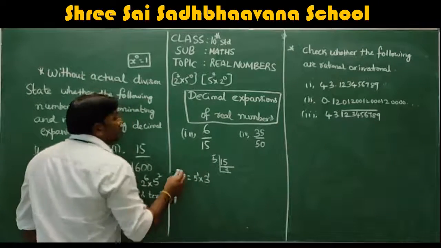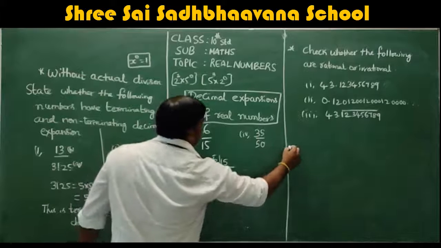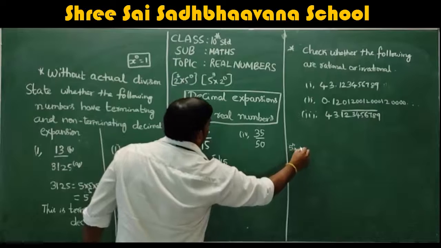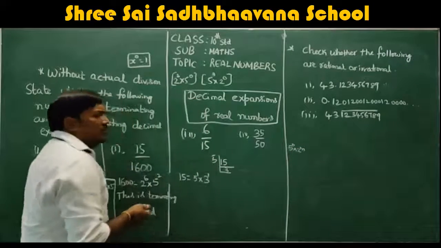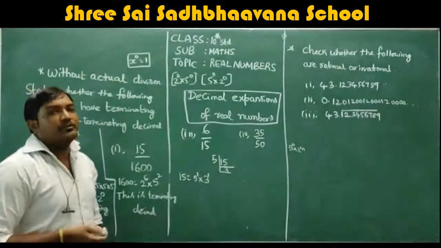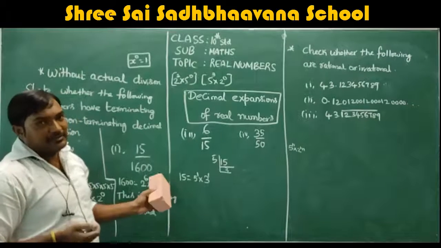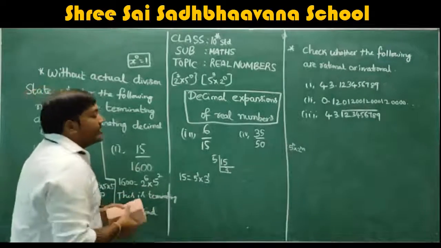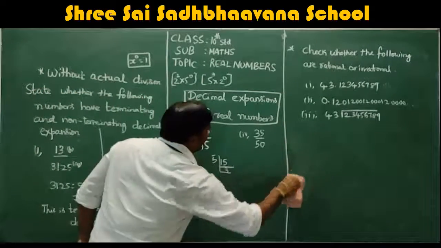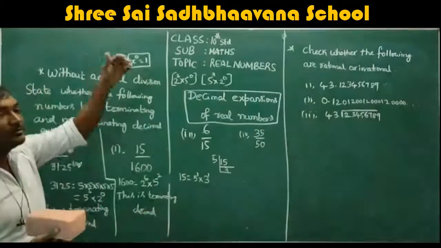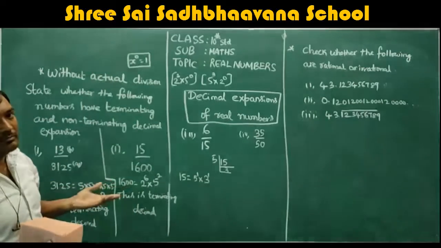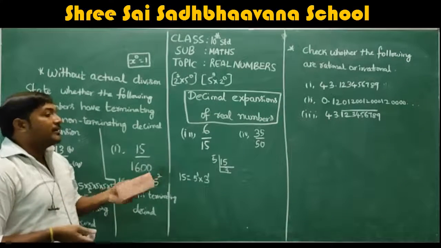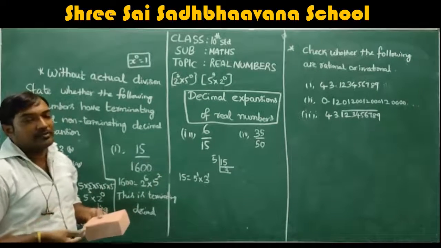What we have to convert q should be 5 power n or 5 power n into 2 power m. Correct? It should be in terms of 2 power m into 5 power n. But is it here like that? No, right? So here we are not able to convert this q, which is the denominator, in terms of 2 and 5. We have 5, but we are not having 2. So definitely it has other prime factors apart from 2 and 5.